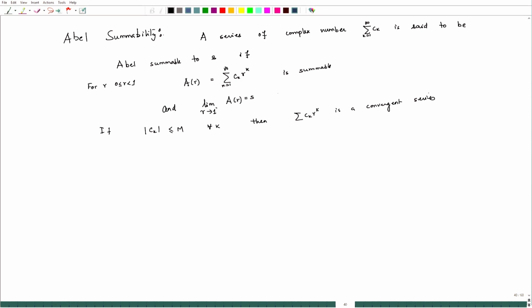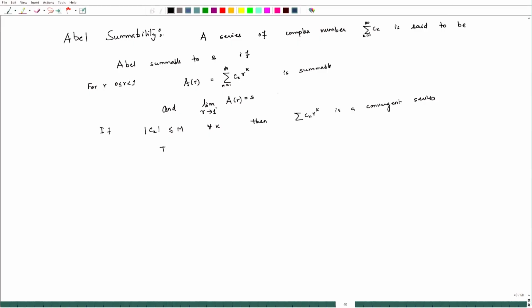But that does not mean that A_r exists, that does not mean that the limit as r goes to 1 of A_r is going to exist. So, now for example, take c_k to be the constant sequence 1. Then the summation over c_k r to the power k, k equal to 0 to infinity, is equal to 1 by 1 minus r, which does not converge as r goes to 1.